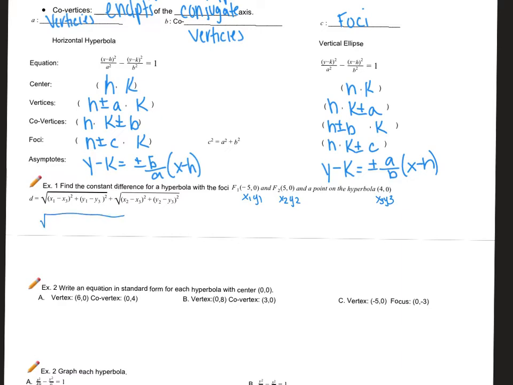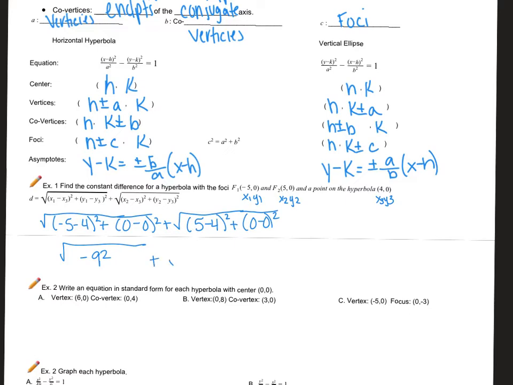Alright, to find the constant difference, this is our x1, y1, x2, y2, x3, y3. So it is the square root of (x1, which is negative 5, minus x3, which is 4) squared plus (y1, which is 0, minus y3, which is 0) squared, minus the square root of (x2, which is 5, minus x3, which is 4) squared plus (y2, which is 0, minus y3) squared. So this guy here is negative 9 squared, plus this guy here is 1 squared, so we get 9 minus 1, which is 10.